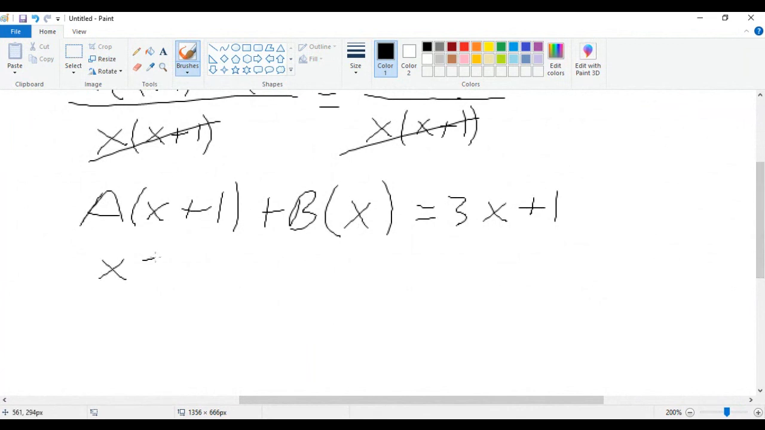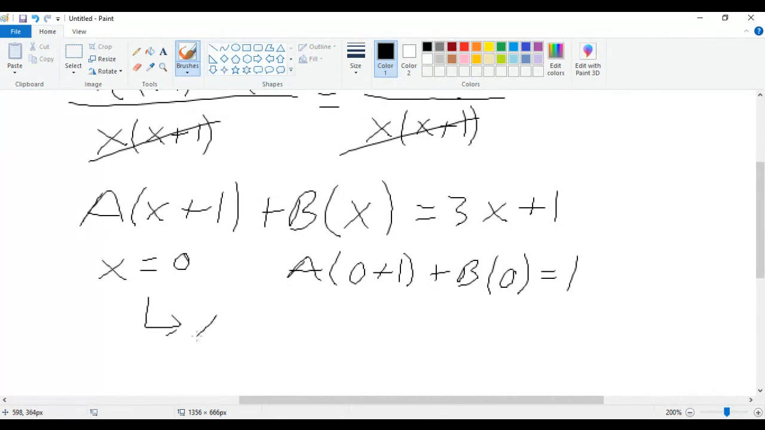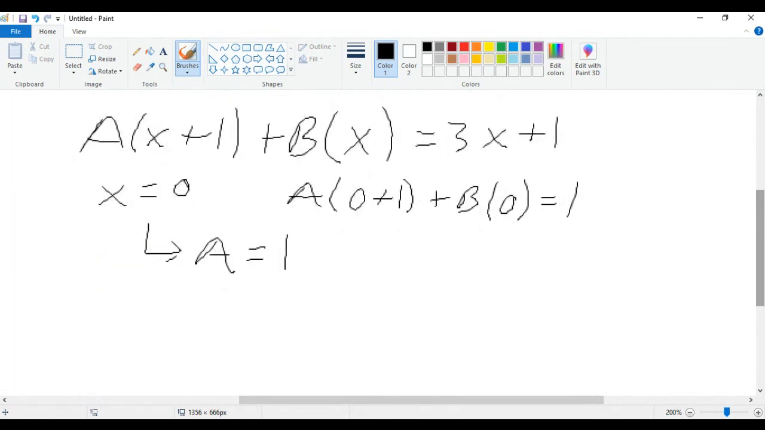So let's say first we wanted x to be equal to 0. We have a times 0 plus 1 plus b times 0 is equal to 1. So 1a is equal to 1, so then we know that a should be equal to 1. Next, we can plug in negative 1 for x, since that'll cancel our a term. And what we get is b times negative 1 is equal to negative 2. And what that tells us is that b is equal to 2.